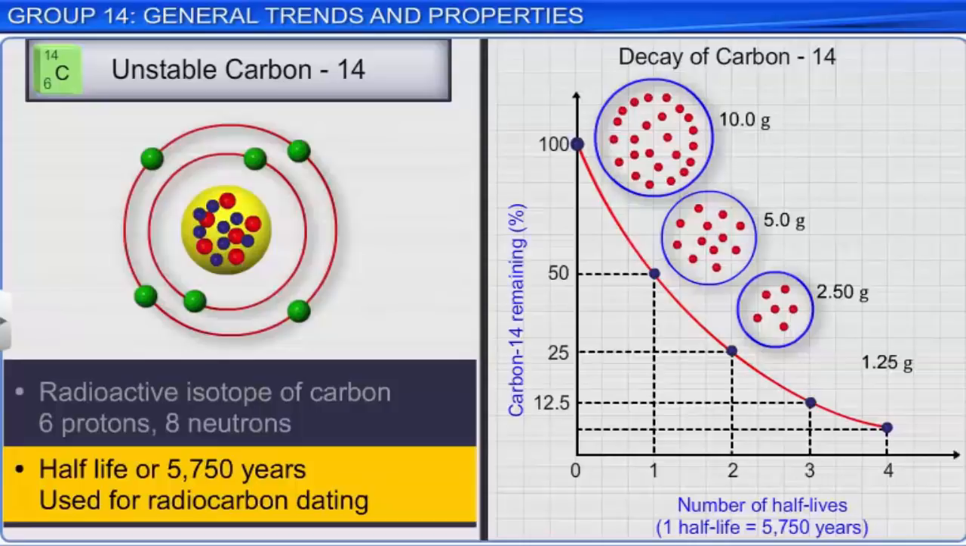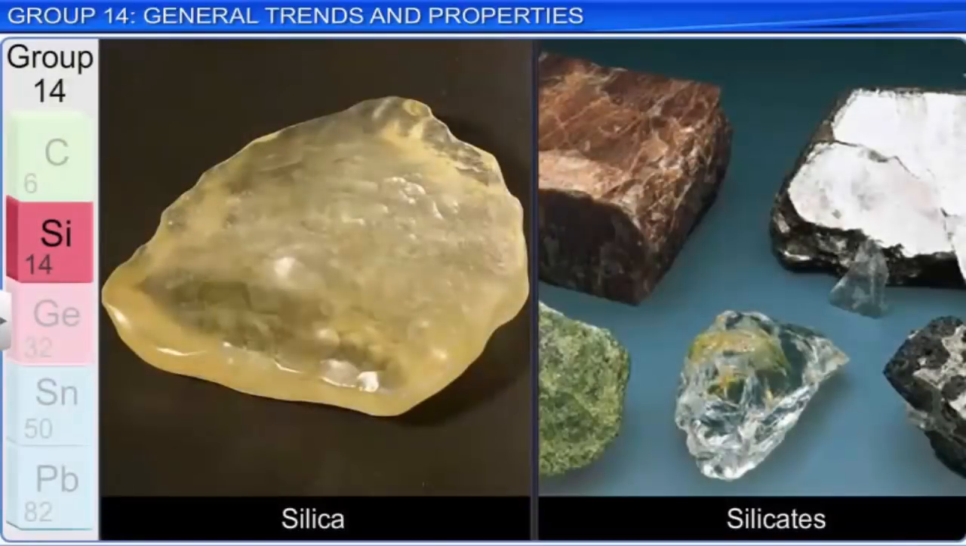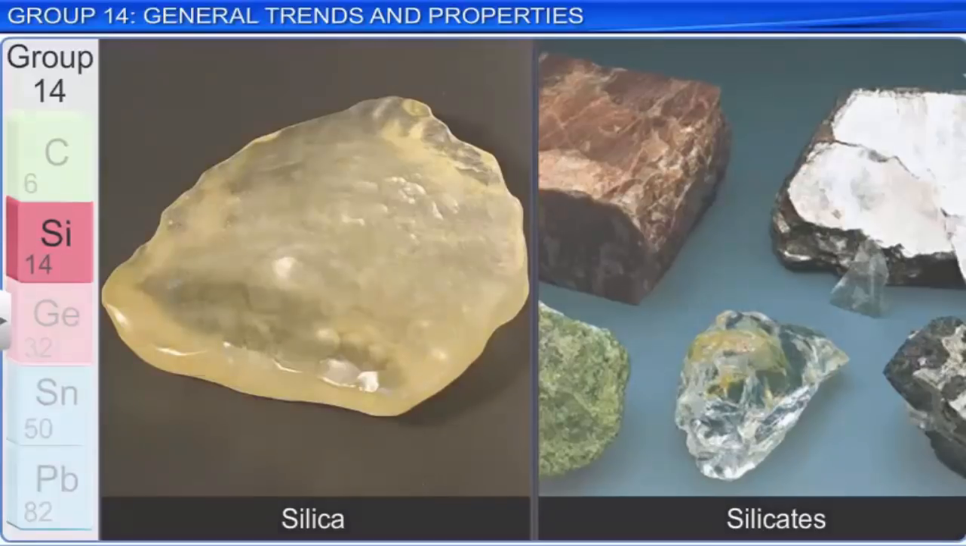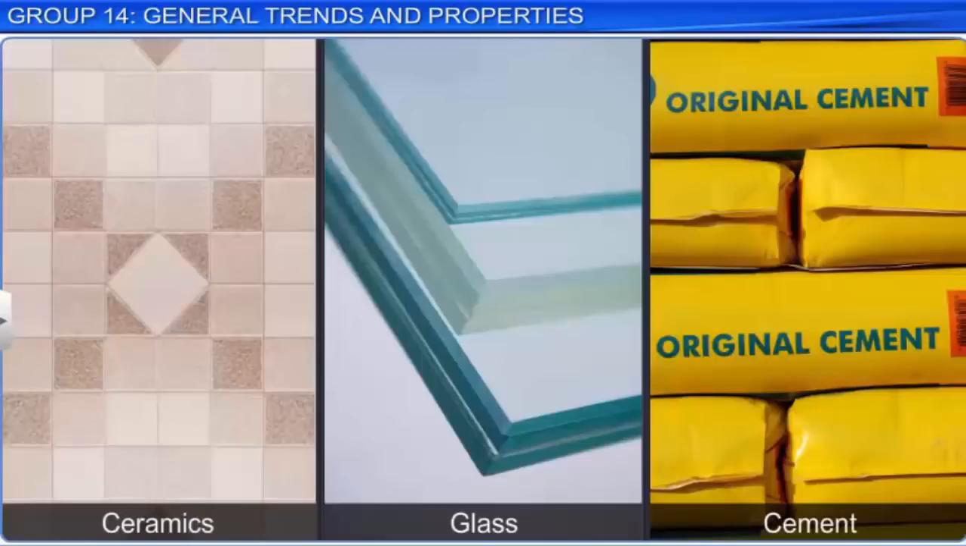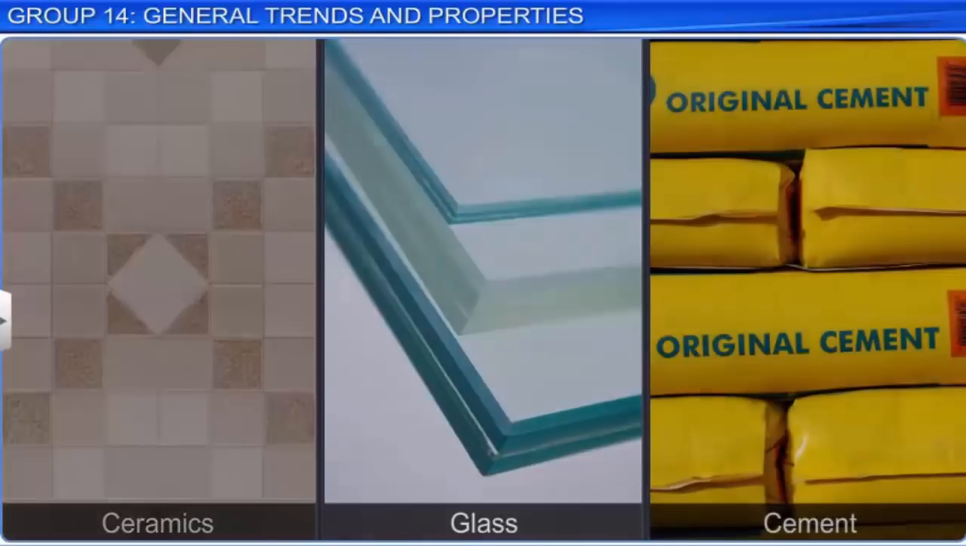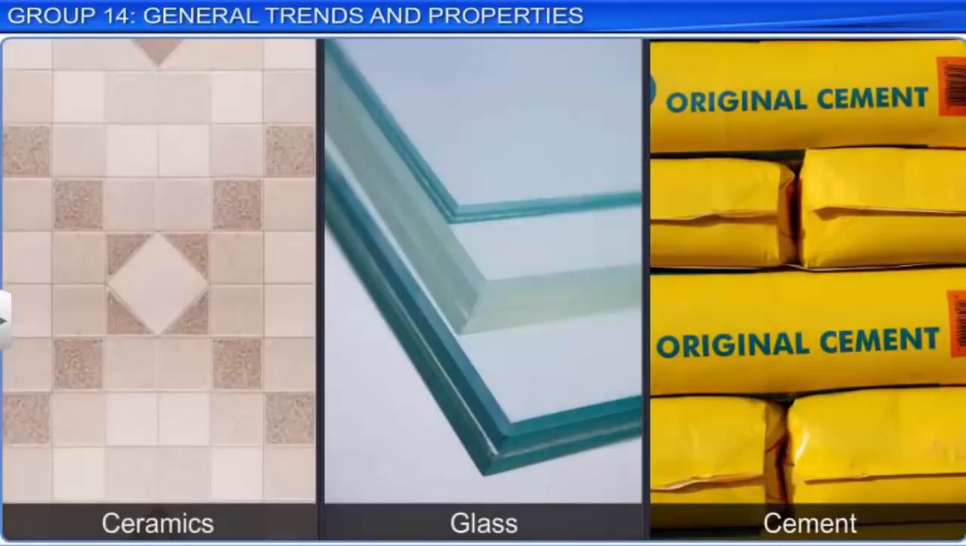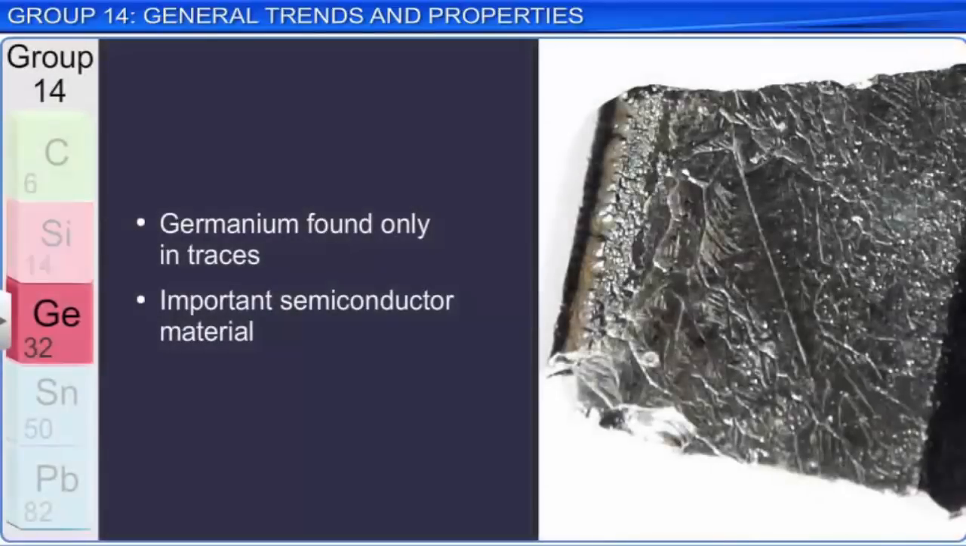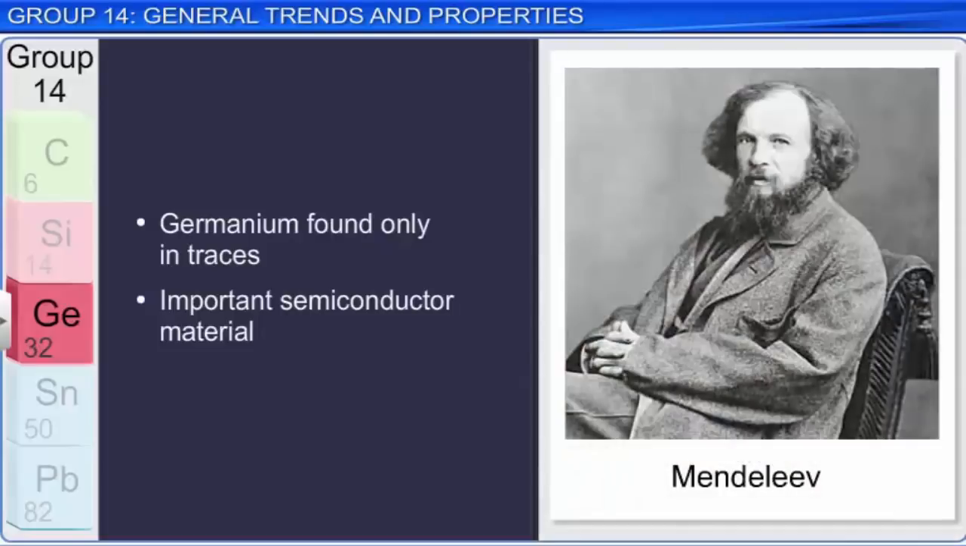In nature, silicon is found in silica and silicate compounds. Silicon is a very important constituent of ceramics, glass, and cement. Germanium is found only in trace amounts in the Earth's crust. Germanium was one of the unknown elements whose existence had been predicted by Mendeleev based on the gaps in his periodic table.